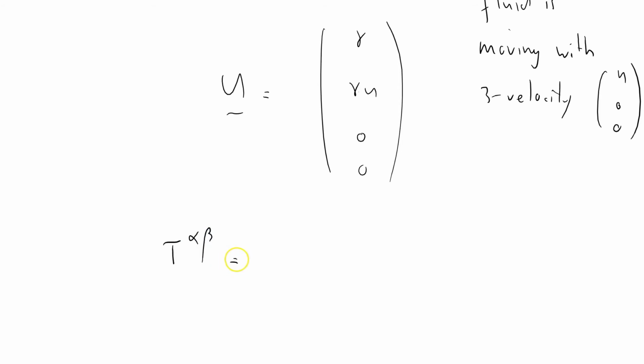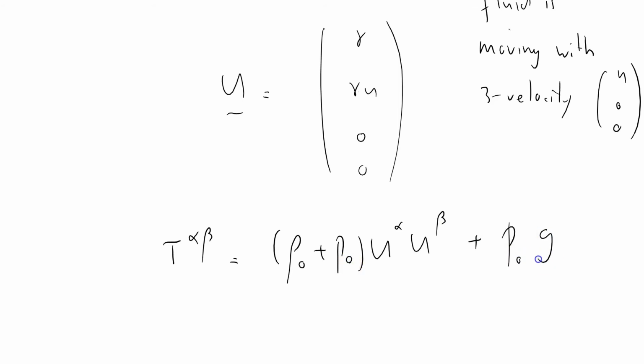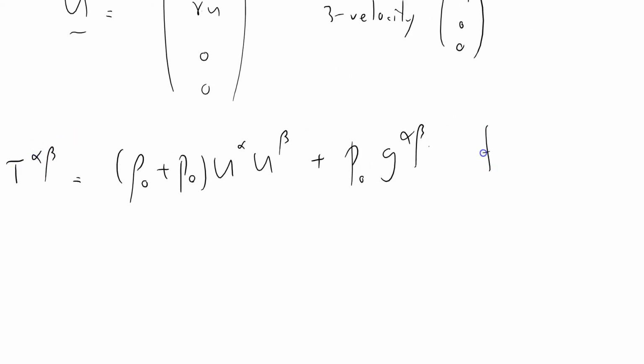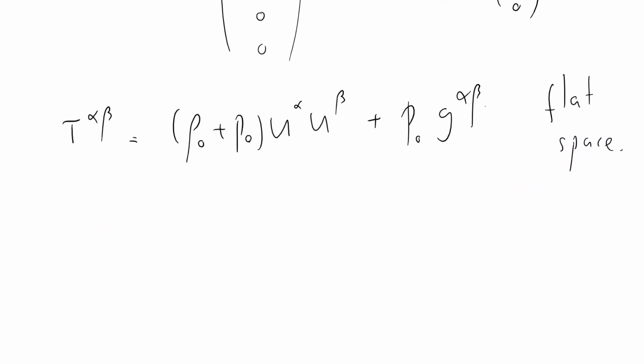T alpha beta equals, it's always as well to write it out, (rho 0 plus P 0) U alpha U beta plus P 0 G alpha beta. This is all in flat space. Flat space. Okay, so what does that look like?